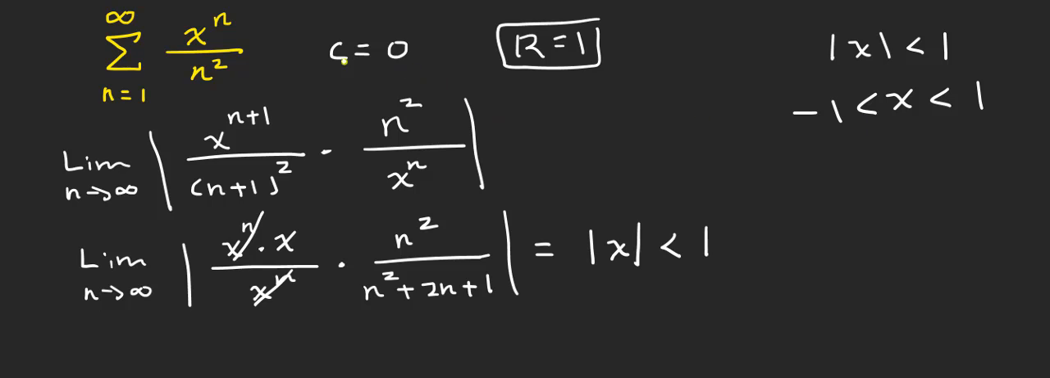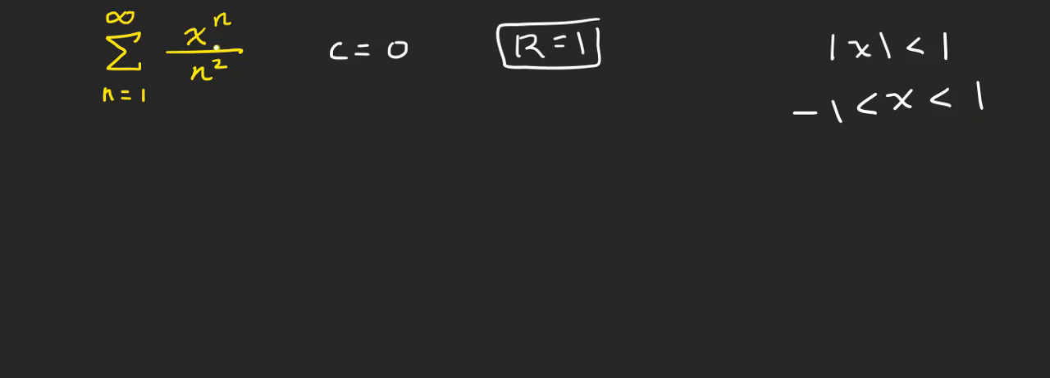And where is our center? The center is at 0. 0 to 1 and 0 to negative 1. You need a distance of 1, so that is the radius of convergence. Now we need to check what's going to happen at the endpoints, negative 1 and 1.